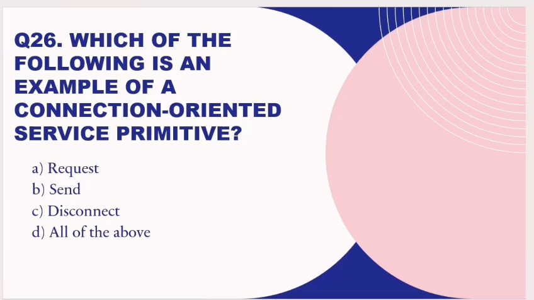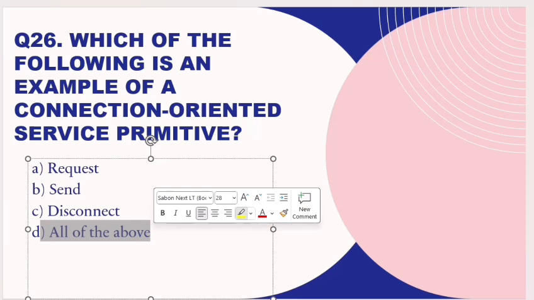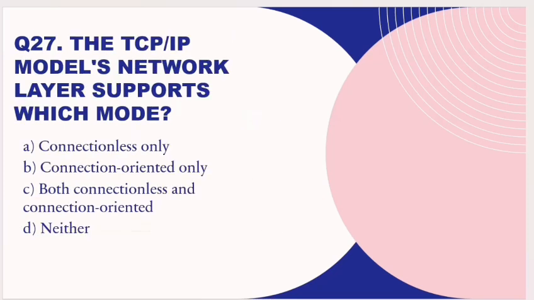Which of the following is an example of a connection oriented service primitive? Option A, request. Option B, send. Option C, disconnect. Option D, all of above. So the correct answer for this question is option D, which is all of the above. Moving on to our next question, question number 27.